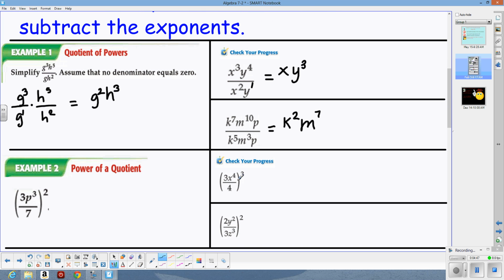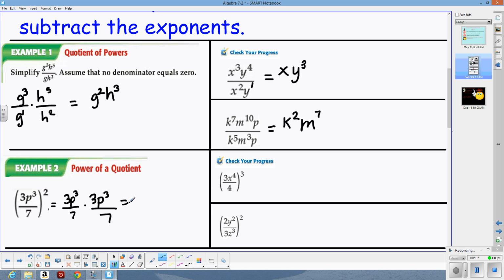All right, next up, we are going to take a power of a quotient. 3p to the third over 7, to the second power, means 3p to the third over 7 times 3p to the third over 7.